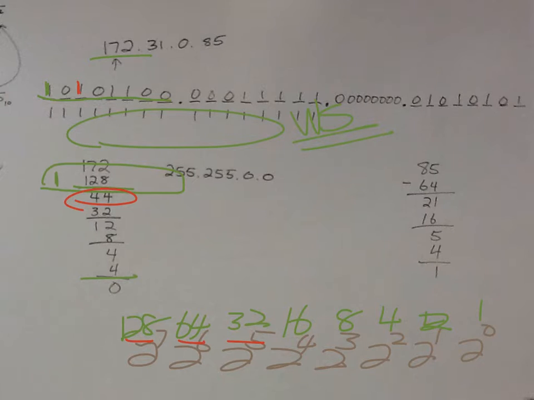That's where this 1 came from. Subtracted 32 and I get 12. I can't take a group of 16, that's where the 0 comes from, but I can take one group of 8, that's where that 1 comes from. I subtract the 8, and now I have 4 left. One group of 4, and now I have 0 left. And so then I have zeros there.